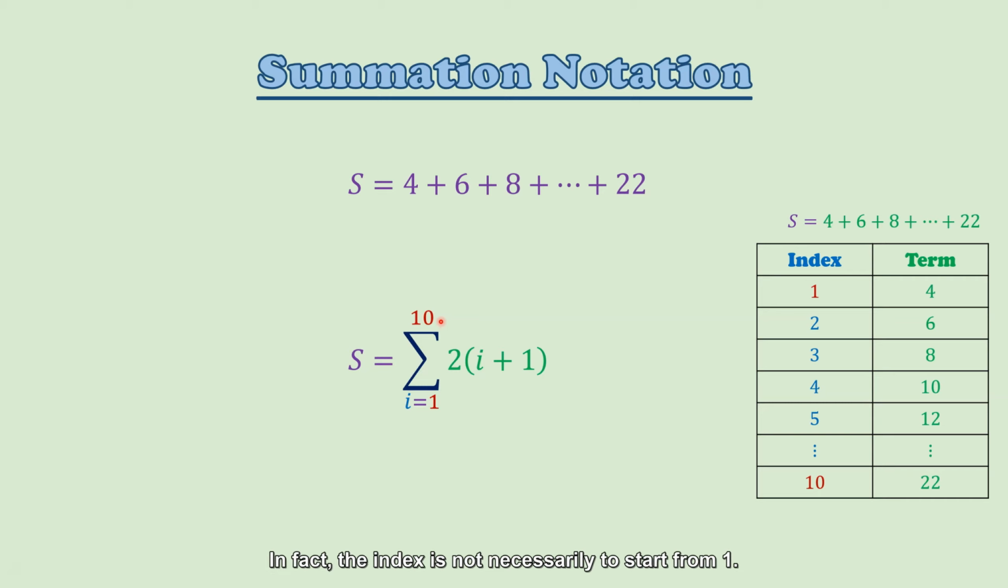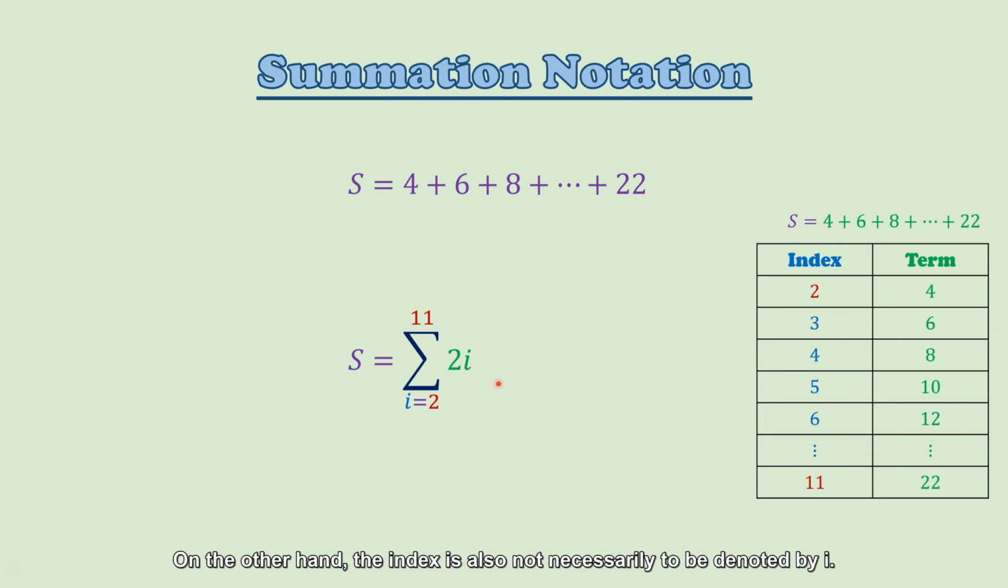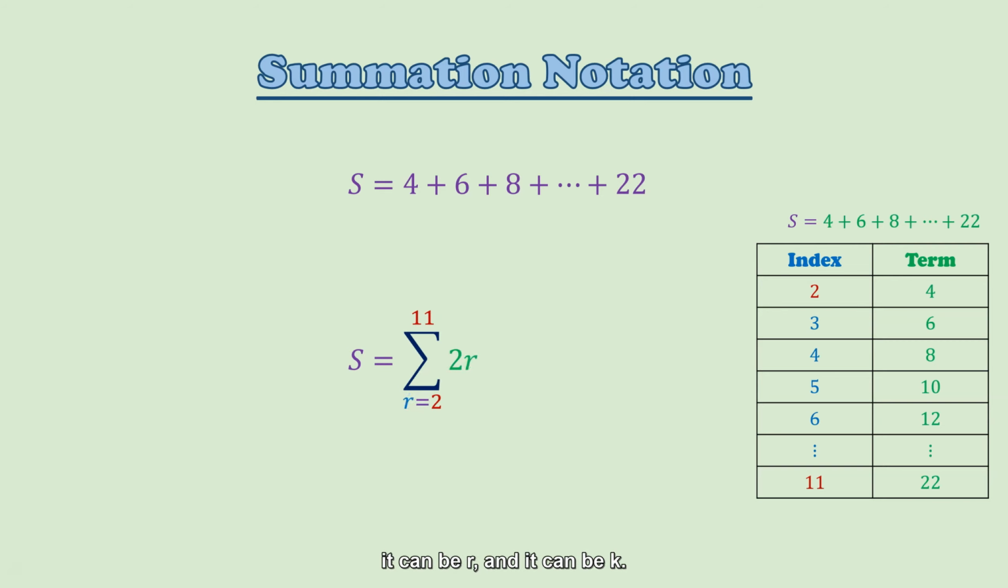In fact, the index does not necessarily have to start from 1. In this case, if the index starts from 2, then the general term can be simpler like this. On the other hand, the index also does not necessarily have to be denoted by i. We can choose other letters to denote the index. For example, it can be r and it can be k.